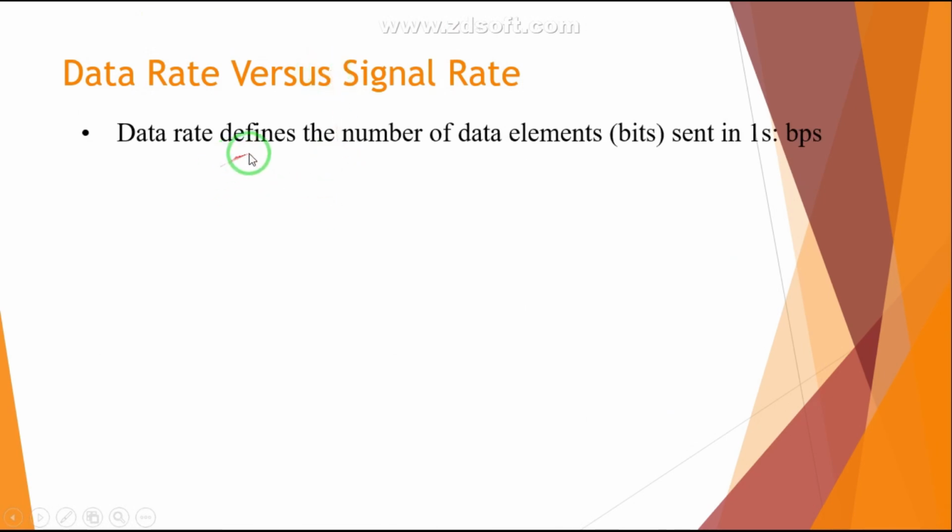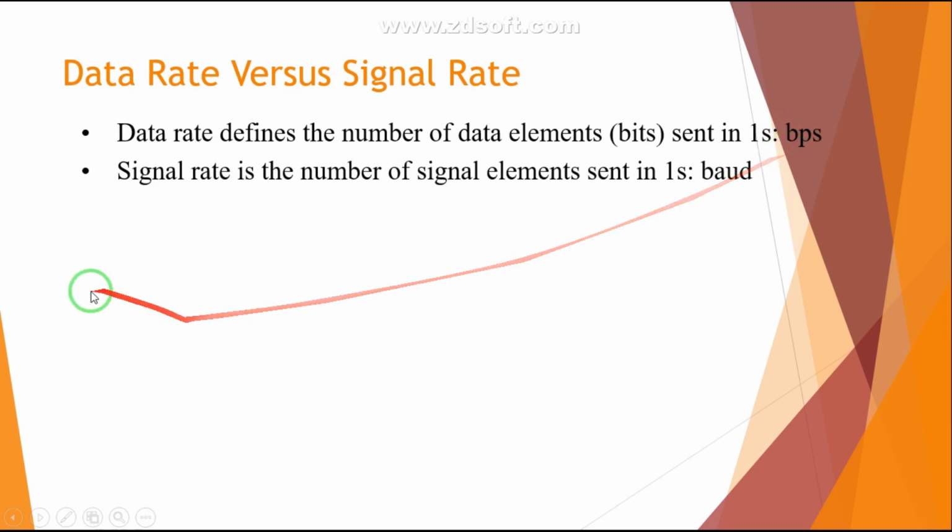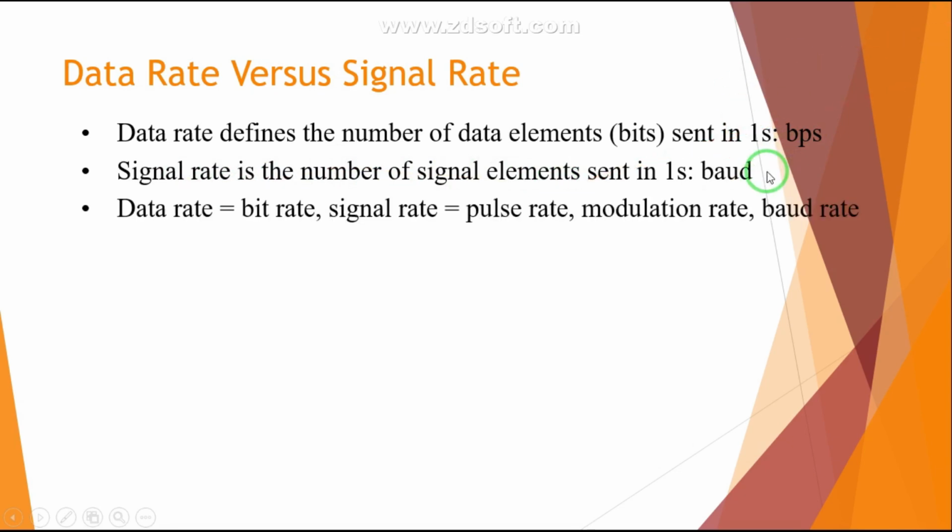So data rate is going to define the number of data elements, that is the number of bits sent in 1 second. It is measured in BPS, that is bits per second. And what is signaling rate? It is the number of signal elements sent in 1 second, which is also called baud rate. So data rate is nothing but your bit rate, whereas signal rate is also called pulse rate, modulation rate and baud rate.